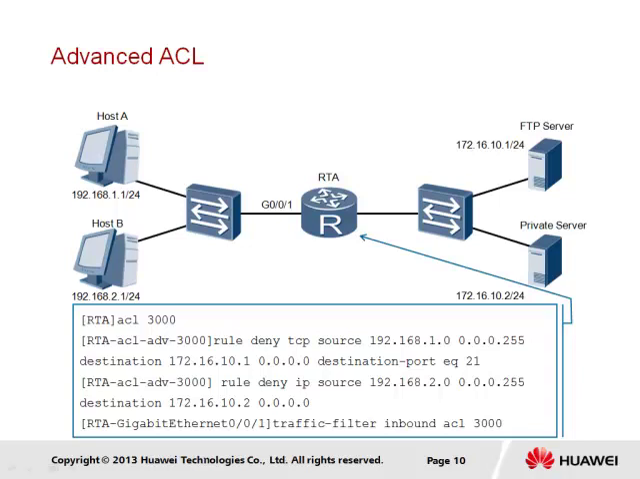Additionally, we also wish to restrict all IP packets originating from network 192.168.2.0/24, but only where packets are destined for the address of 172.16.10.2. We apply the traffic-filter command on the inbound interface of GigabitEthernet 0/0/1, so that filtering is limited to only traffic being received over this interface, to which the advanced ACL rules are then applied.